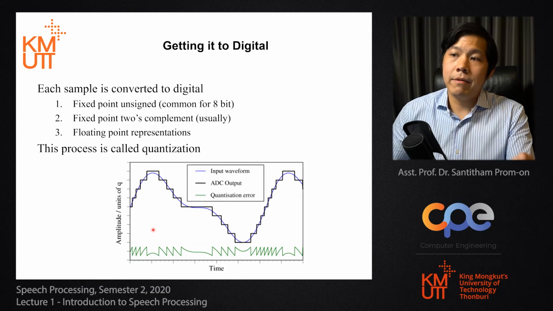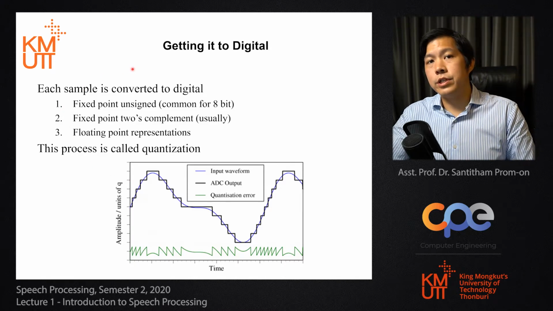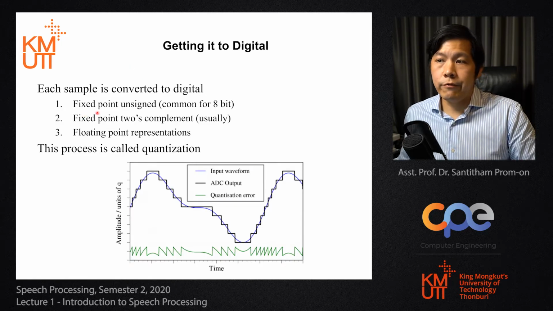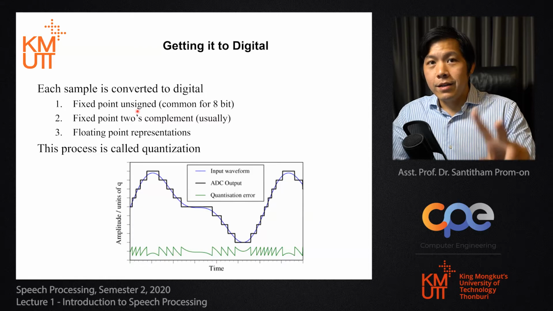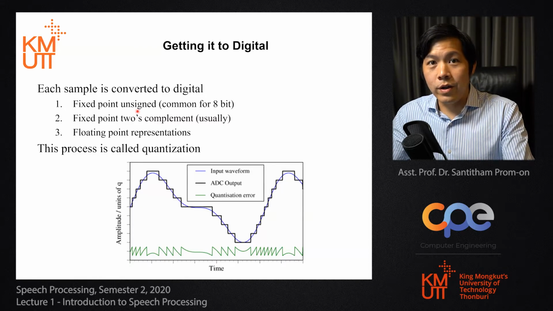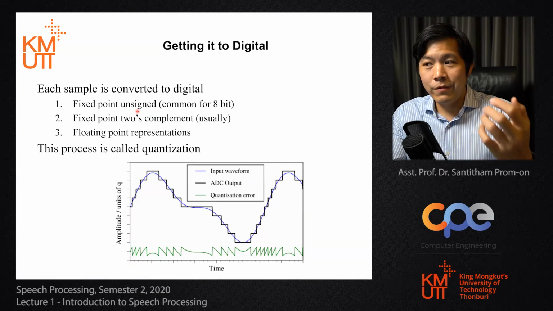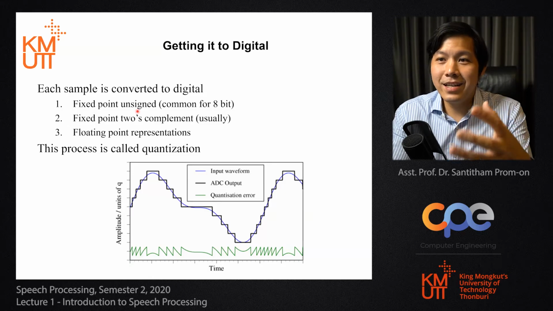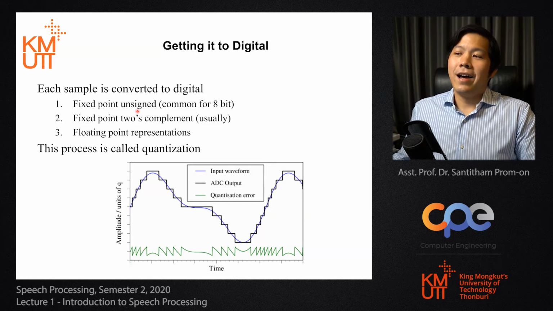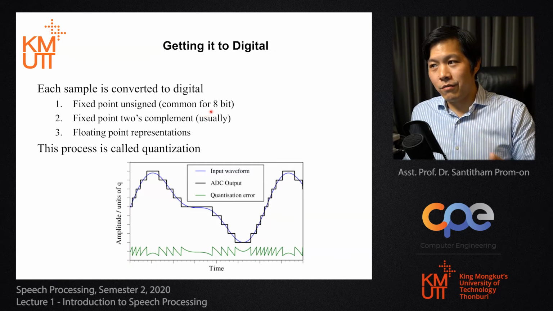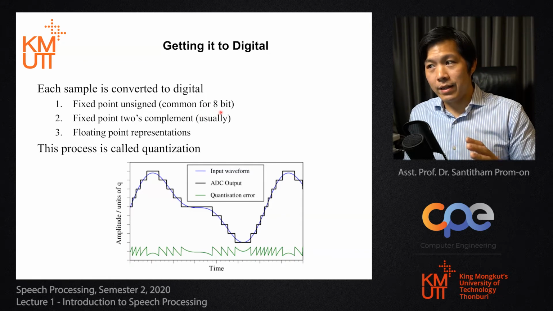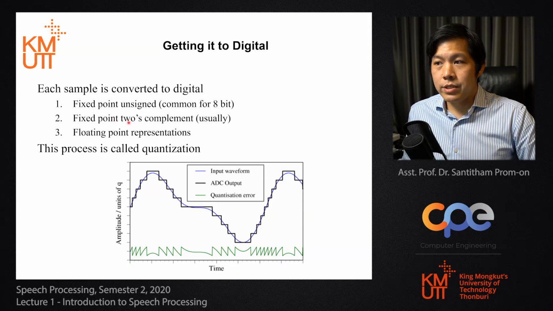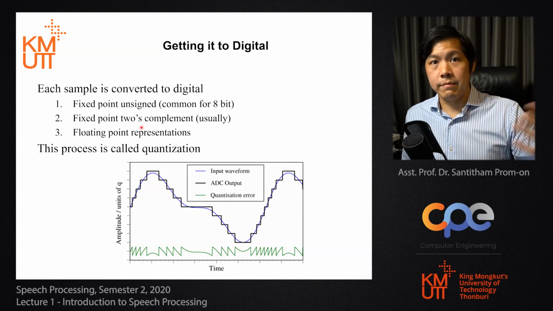The next step after sampling is that each sample needs to be converted into digital data. And what types of conversion can be done? You can convert it into fixed point unsigned, like 8-bit. The current audio interface can convert up to 24-bit, which is like 16 million levels of sound. Back then it would be 8-bit, and for more resolution, 16-bit. You can convert it using two's complement, having positive and negative values.